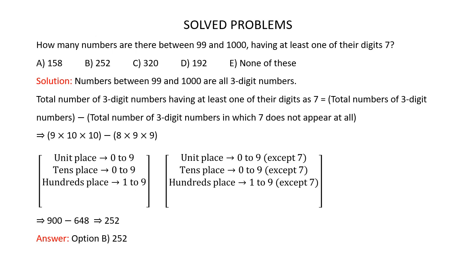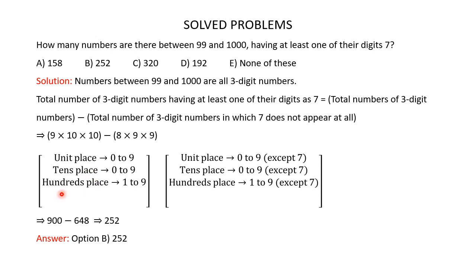Now in the 3-digit number, for the unit place, there are 10 choices. That is, any of the 10 digits from 0 to 9. So the unit place can be filled in 10 ways. Now for the tens place also, there are 10 choices. That is, any of the 10 digits from 0 to 9. So the tens place can also be filled in 10 ways.